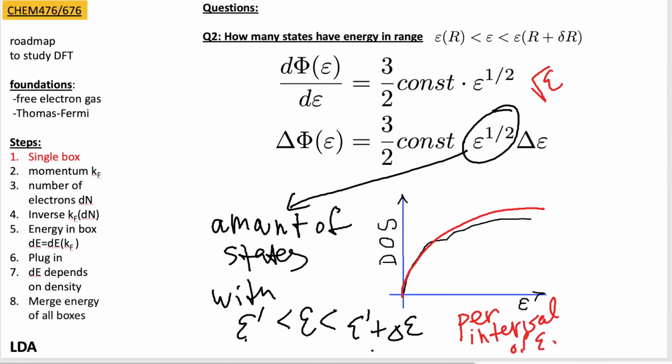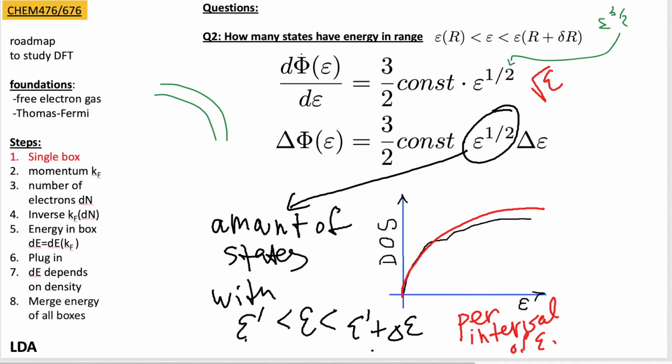Now, let me count how many states will be in the thin layer on the surface of this sphere. So instead of the derivative over radius, I can do the derivative over energy, right? And the derivative of E to the power 3 halves. After taking the derivative, we will have energy to the power 1/2, right?